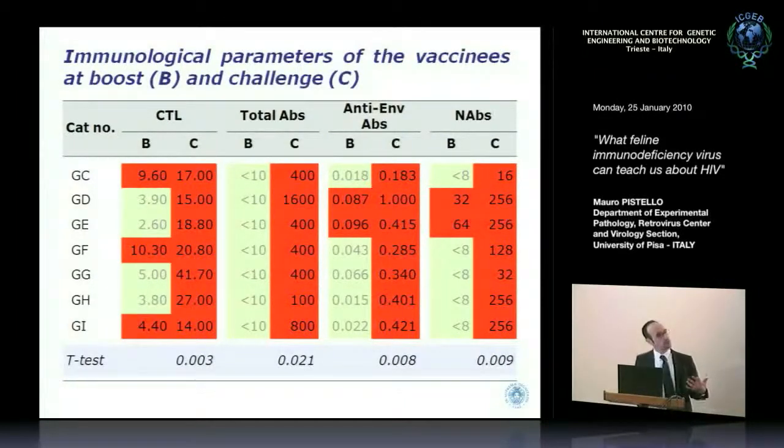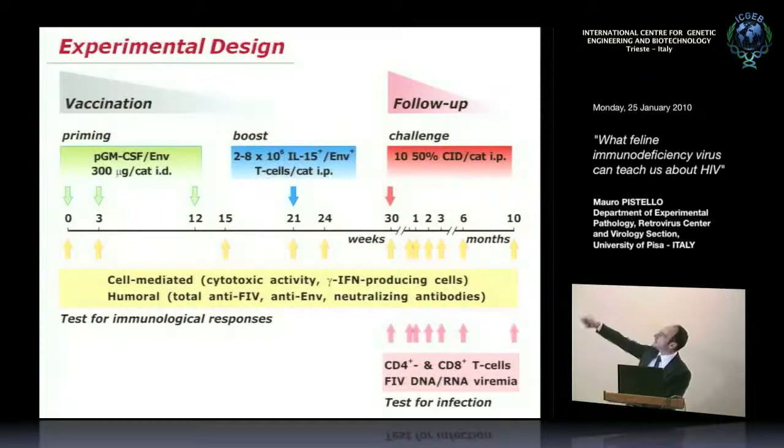So not only was the boost able to stimulate the cellular immunity, but it was also able to produce a humoral response. At 30 weeks we challenged the animals with 10 cast infectious doses, and the challenge was given intraperitoneally, so it was a systemic challenge.